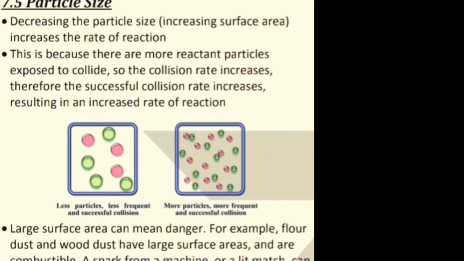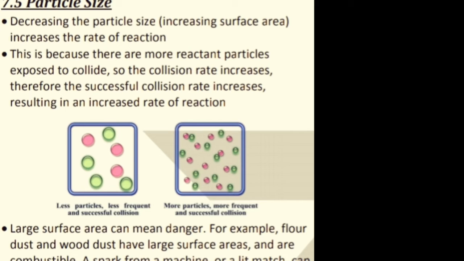The third factor is particle size. When you decrease the particle size, the surface area increases and there is more possibility for collision. When you crush the particles, the surface area increases and the number of particles increases. More particles mean more collisions and more effective collisions, and the rate of reaction increases.